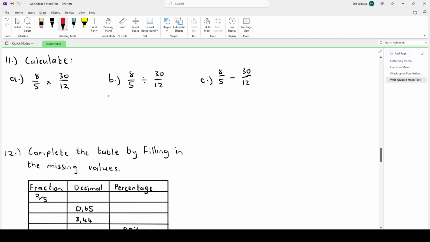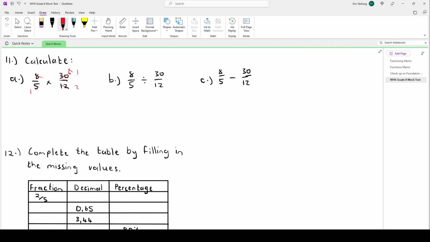Okay, question 11. Calculate the following. Here we have multiplication of fractions. There are different ways we can do this. The way I would suggest is to see if you can simplify the fractions first. If you can do some simple cross cancellation or just simplify a fraction, it's probably best to do that first and then do the multiplication. But you could also just straight up multiply 8 times 30 and then 5 times 12. Let's do both ways in this one actually. So we can say 30 and 5 simplify to 6 and 1, and then 6 and 12 simplify to 1 and 2.